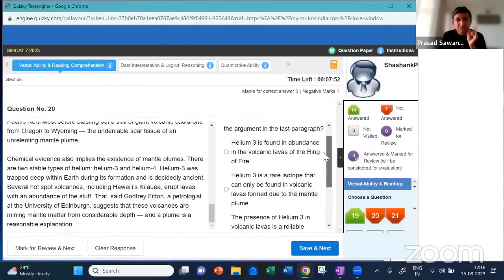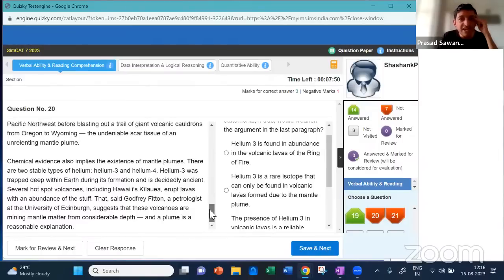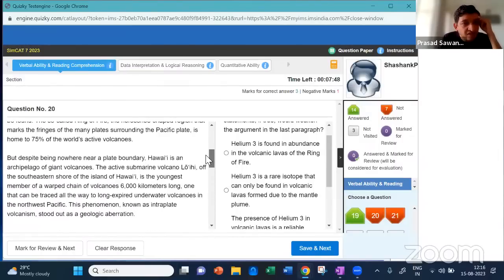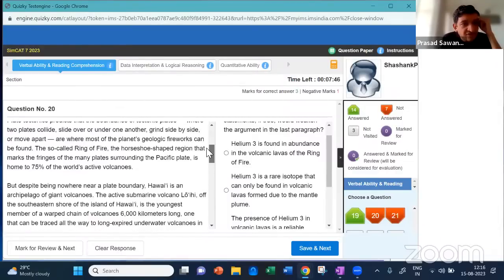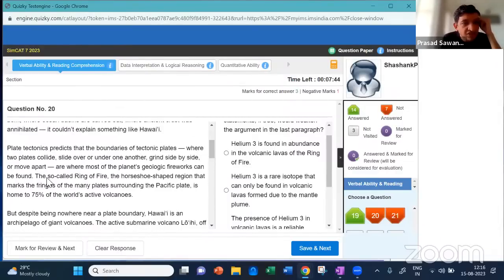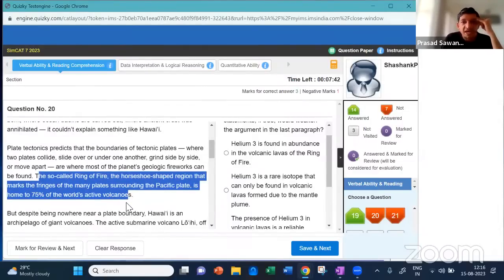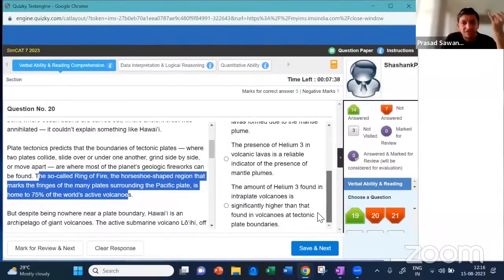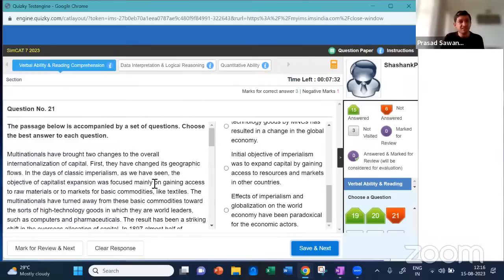Torn between 1 and 4 because I'm not able to understand either of them. Okay, helium-3 and Ring of Fire. Ring of Fire kahan pe tha? We saw somewhere Ring of Fire, right? This one. So-called Ring of Fire, horseshoe region, is world's most active. Okay, so 1 basically justifies that it's a common phenomenon and 4 says it's an aberration. So I'll go for an aberration because helium-3 is trying to justify this thing. Oh, nice. We finished the passage.